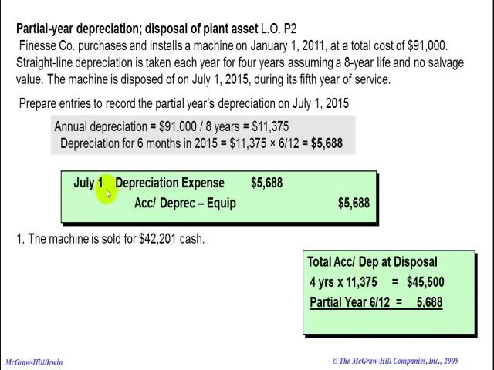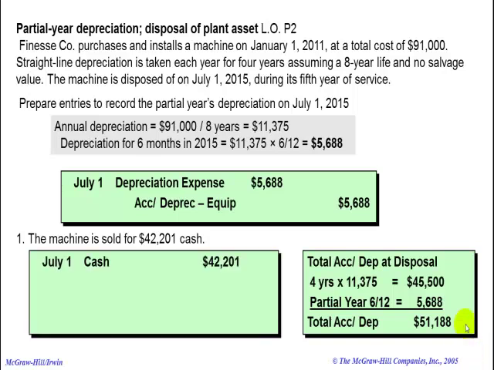The total accumulated depreciation at disposal would be 4 full years at $11,375, which is $45,500, plus 1 partial year going to July 1 of $56.88, so the total accumulated depreciation on this asset would be $51,188, and we've got cash that we sold this for, $42,201. We have accumulated depreciation that we're going to take off the books because the asset no longer is going to be on the books. The total will be $51,188, which we arrived at from this right here. That's a debit. We're going to credit the machinery for $91,000 because that was the original cost of the machinery.